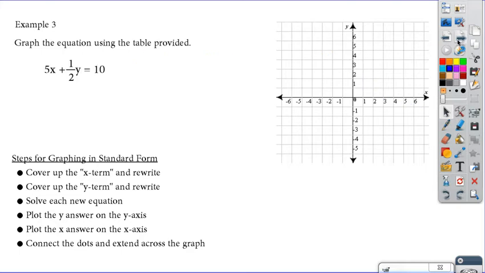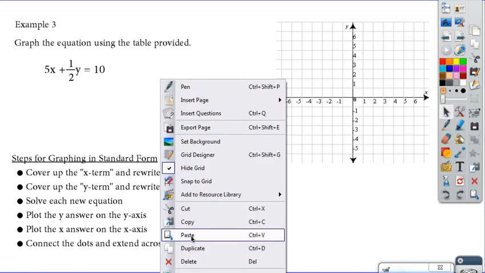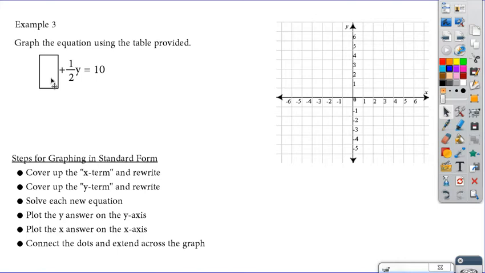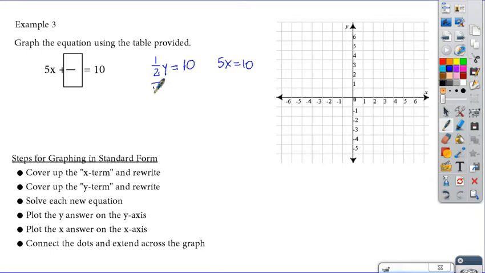Let's try one more example, see one more situation that we could get. Gets a little bit messier, but that's okay. The process is still the same. So let's take a look and see what we end up with here. Cover up the x, and I have a half y. 1/2 y equals 10. All right, I cover up the y, and I get 5x equals 10. When I solve each of these, when I divide by a half, that's actually going to give me y equals 20. And we're going to talk about that. When I divide by 5, I'm going to get x equals 2.